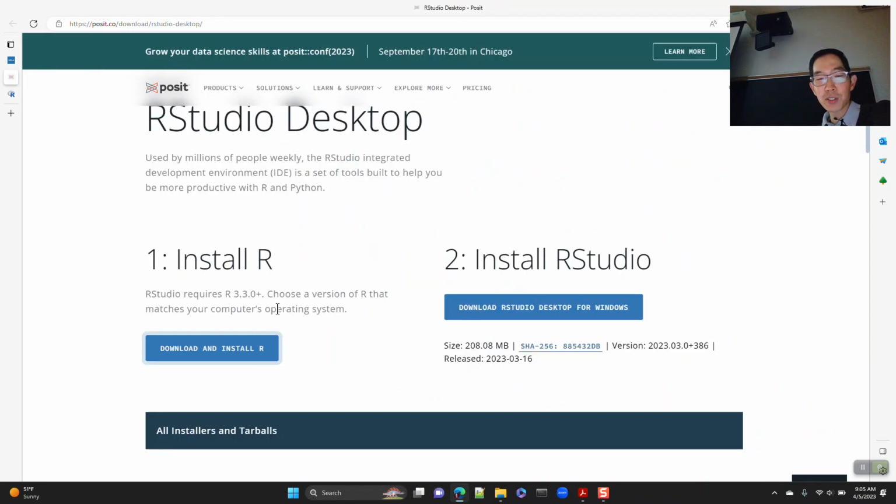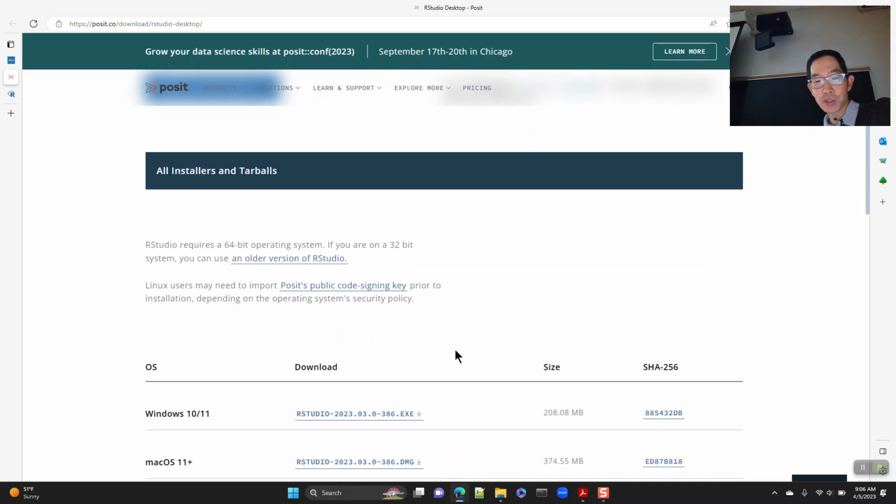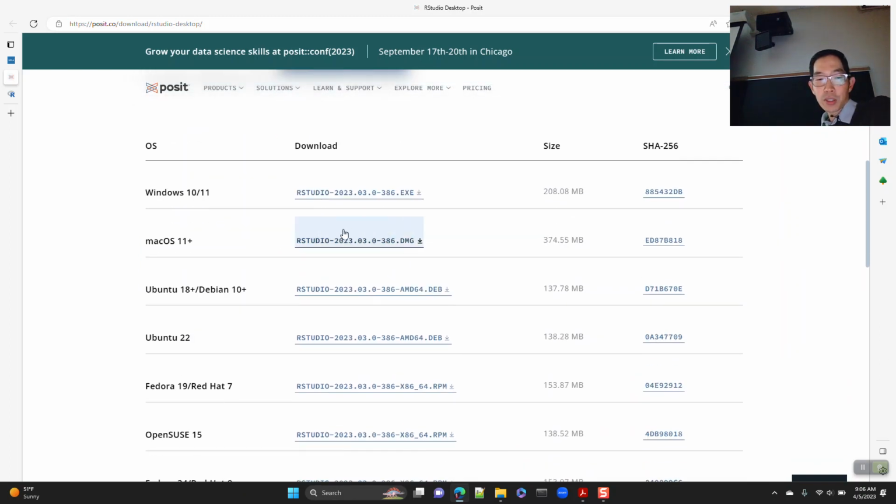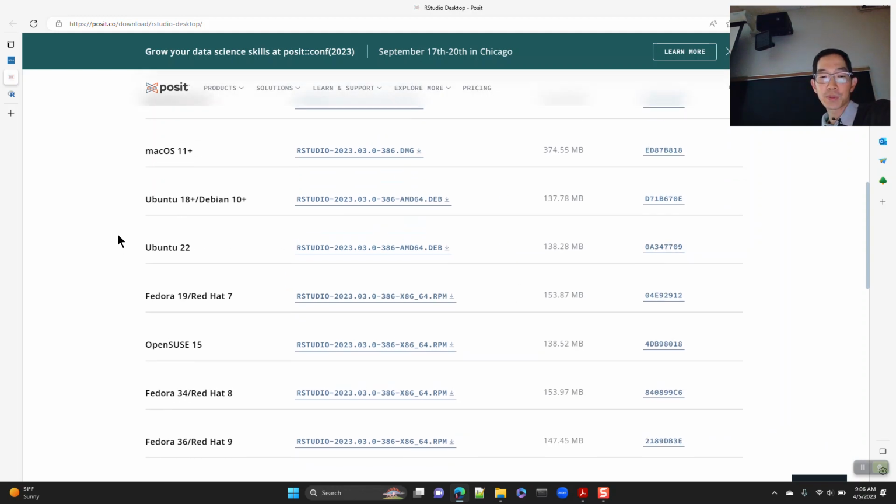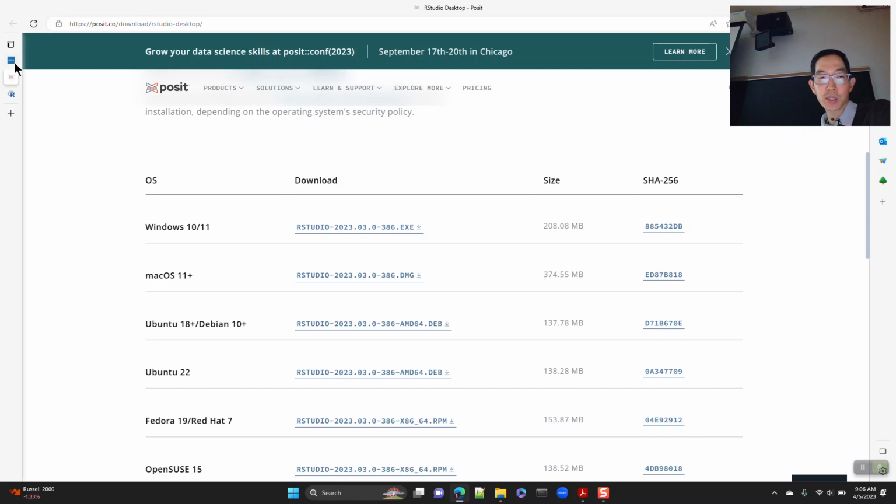But anyway, once you've installed R, you will also download and install R Studio. I think this page automatically detects your system, but you can download the appropriate files for your system.